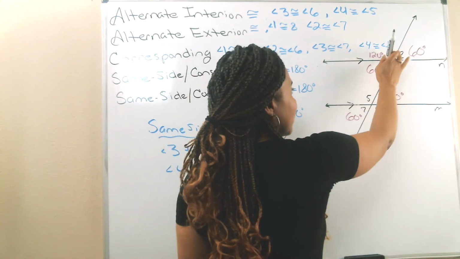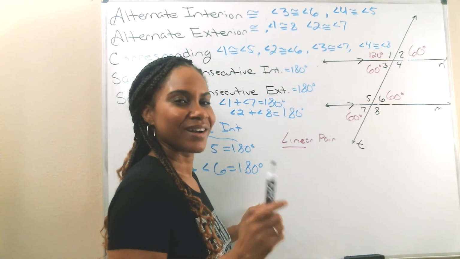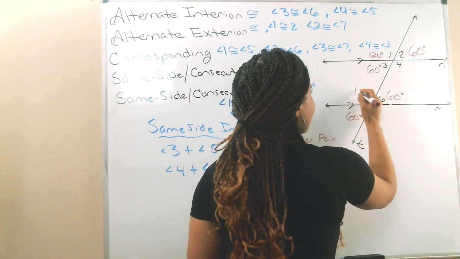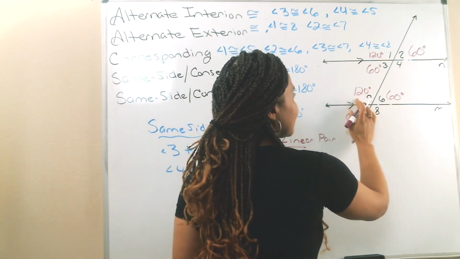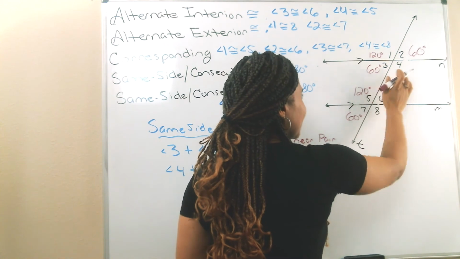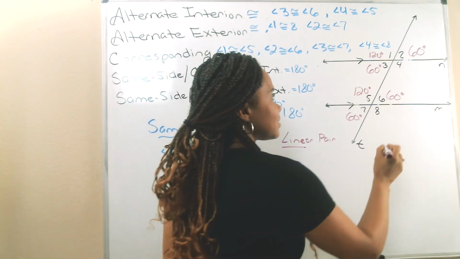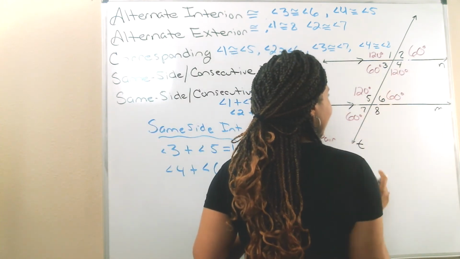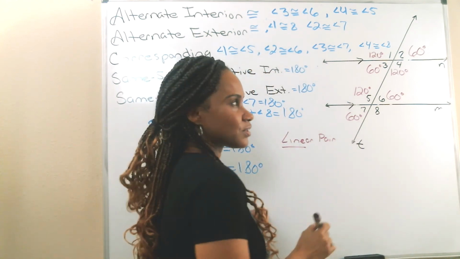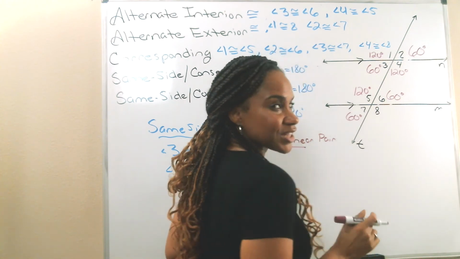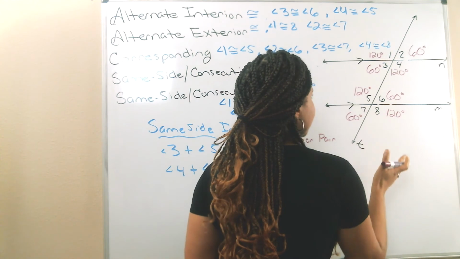Now I can figure out angle 5, because what are angles 1 and 5? Angles 1 and 5 are corresponding. So that would also be 120. Also, 5 and 4. What kind of angles are 4 and 5? They are alternate interior angles. And so that equals 120 as well. And angle 8, I can figure that out because angles 4 and 8 are corresponding. So they also are congruent, so they equal 120.